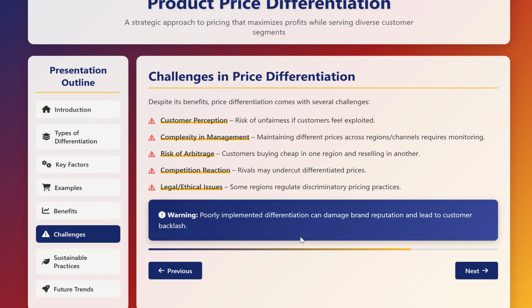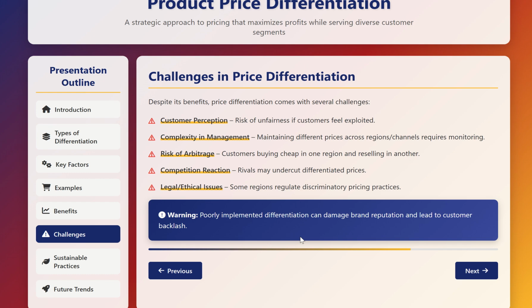Many years ago I saw sugar being sold in sachets of 1 bob, 5 bob. You overdo it, then it becomes useless. Number 2 is complexity management. If you don't have the right people, the right channel, or the right regions where you're able to monitor the product price differentiation, then it will affect your output.